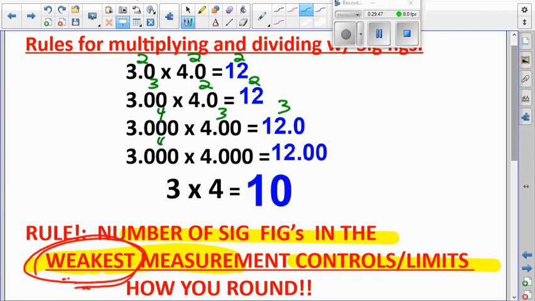4 sig figs times 4 sig figs allows us to keep 4. How many sig figs is 3? How many sig figs is 4? So how many are we allowed to keep? Only one. 10 is only one sig fig. You can't keep the 12 because that's 2 sig figs, and we don't know that for sure. Because when someone's like, it's about 3 times about 4, we don't know that that's 12 for sure. We know it's about 10.